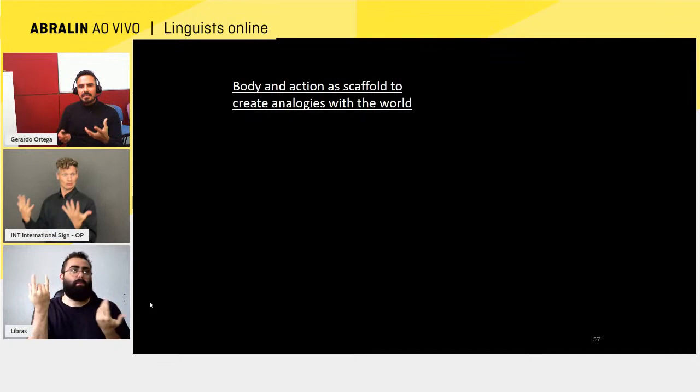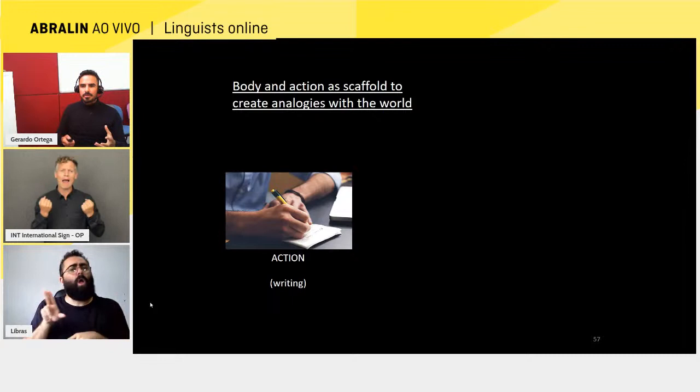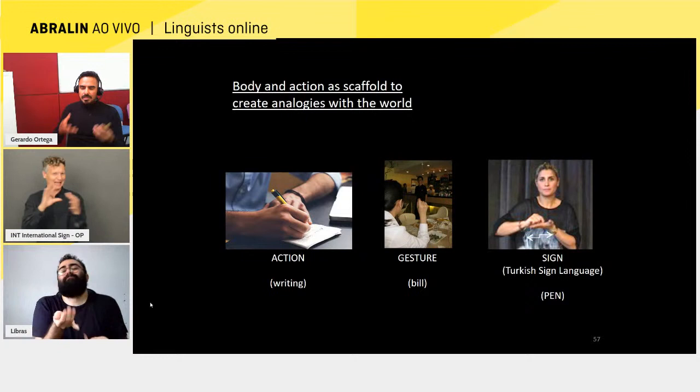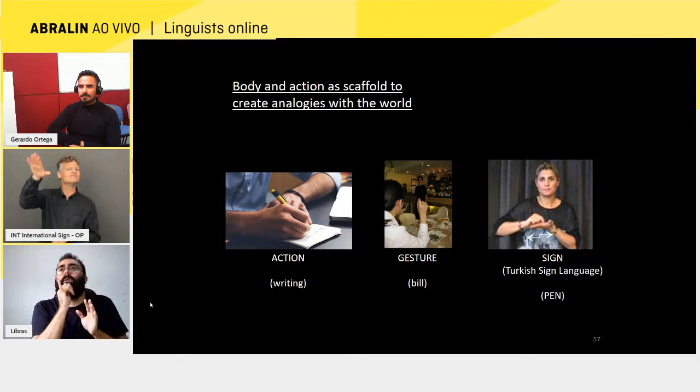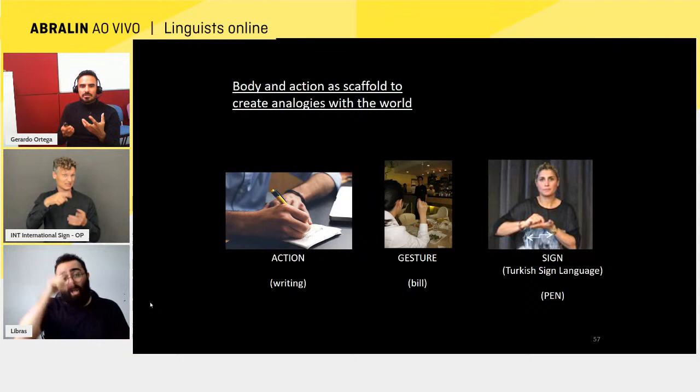So we know that actions can be used for functional purposes, but these actions can also be used by sign languages and gestures for symbolic purposes. And I think we really need to know what these representations of actions really mean in gesture and sign languages. We can use actions to create symbols, like in the gesture of getting the bill in some cultures. And in some sign languages as well, this action can be used to refer to pens, in Turkish Sign Language, for example. I think these bodily actions play an important role in sign languages, and we really need to delve into this a little bit more.